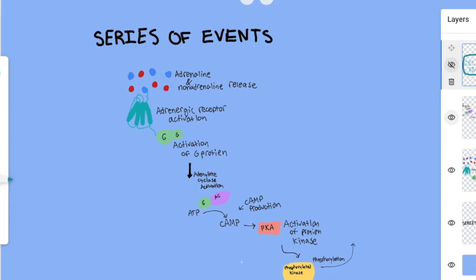Next, phosphorylation occurs. Activated protein kinase A phosphorylates, adding phosphate groups to specific target proteins within the cell. And lastly, the cellular response occurs. Phosphorylated target proteins initiate various cellular responses depending on the cell type and location. These responses can include increased heart rate, dilation of airways, release of glucose from the liver, and more.